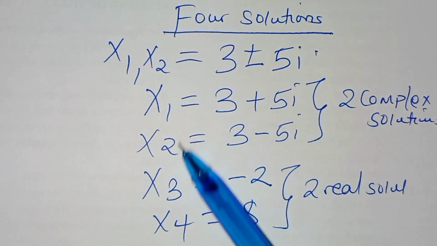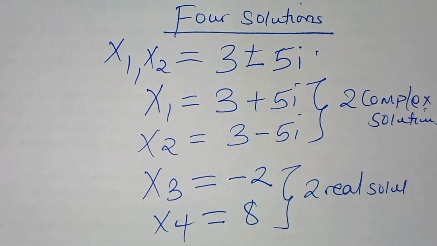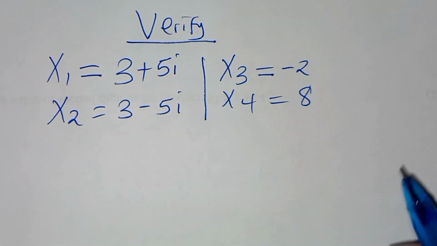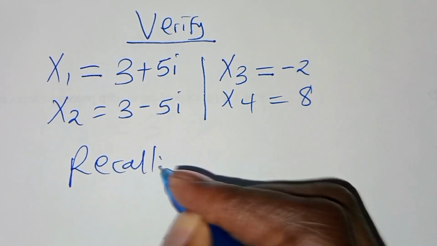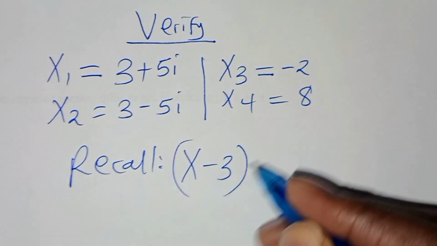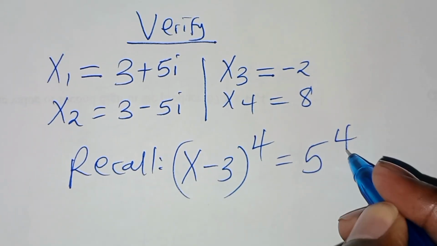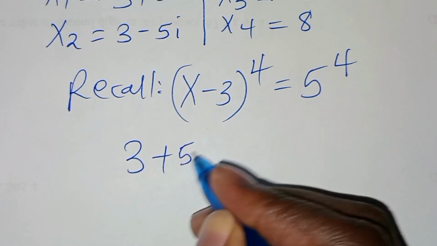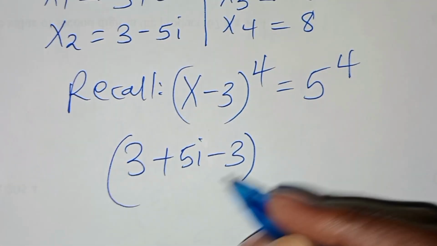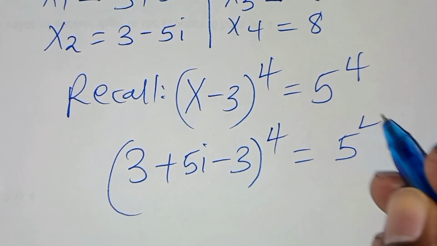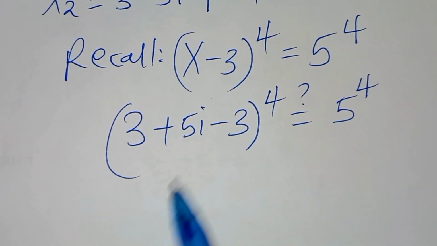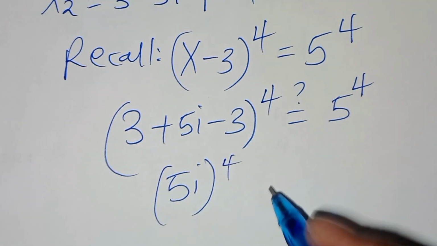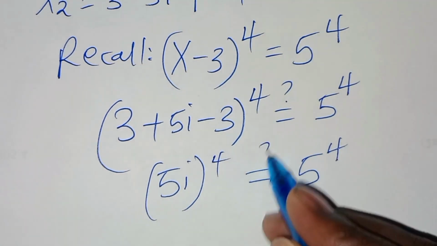So let's verify that x1, x2, x3, and x4 satisfy the equation. If you recall, we have that x minus 3 raised to the power 4 is equal to 5 to the power 4. Substituting the value of x1, we'll have 3 plus 5i, subtract 3, raised to the power 4. This should give us a value of 5 to the power 4. Now 3 minus 3 is 0, so we have 5i raised to the power 4, which should be equal to 5 to the power 4.